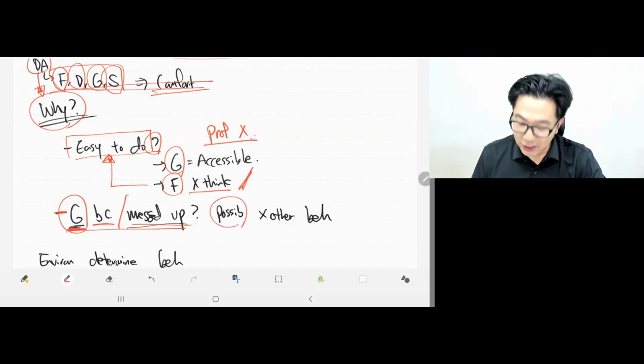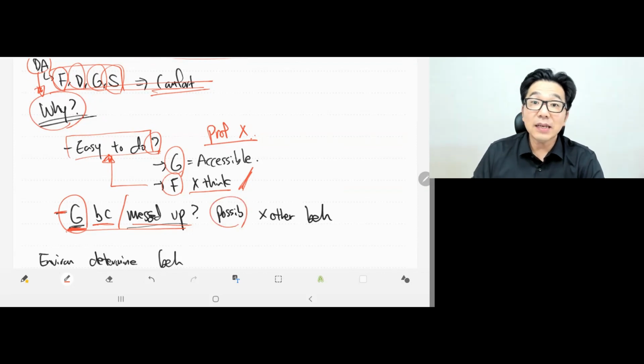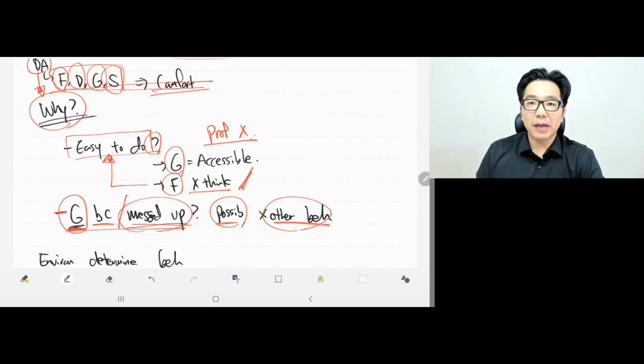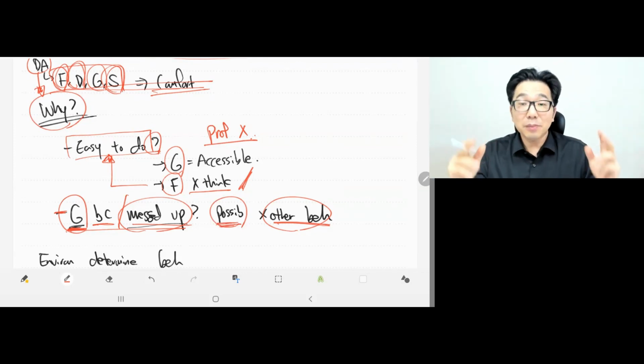So actually, the professor does not completely disagree. The professor says, yeah, that's possible. Maybe, maybe not. That's possible. But your reason does not explain other behaviors like eating, drinking, and sleeping. So it's a pretty weak reason. Okay, the professor did not say it's wrong, but, you know, it's possible.